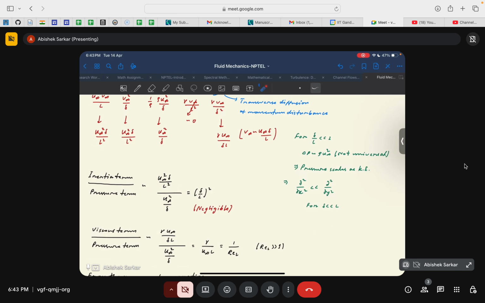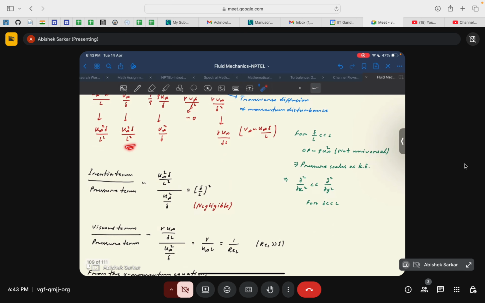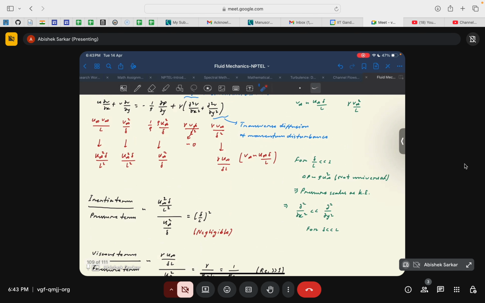And since we know that delta by L is much lesser than 1, delta by L square will again be very much less than 1. So you will see that the inertia term turns out to be very small compared to the pressure gradient terms, okay. So again, the contribution of both these inertial terms in the y momentum equation can be cancelled out compared to the pressure gradient term, okay.